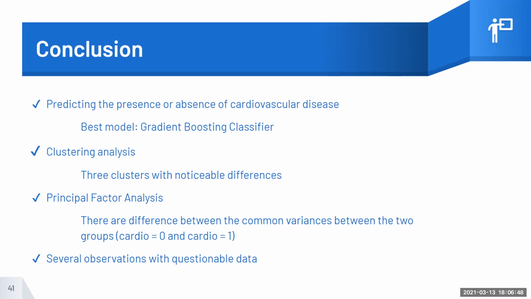One is that there are questionable data within our data set. The minimum for height we found was 55. The minimum for weight was 10. And we found there are negative values of blood pressure within our data.